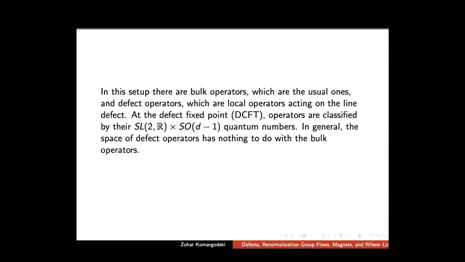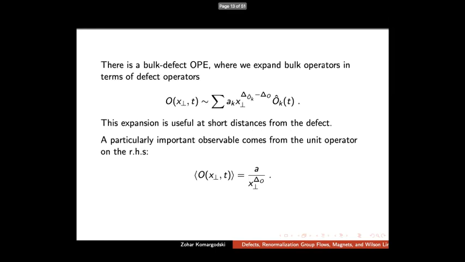And this is what I already responded to you. In this problem, there are bulk operators, but there are also defect operators. And the defect operators have their own scaling dimensions and SL2R cross SO(D-1) quantum numbers. And in general, the space of defect operators has nothing to do with bulk operators, and their scaling dimensions have nothing to do with each other. So this is the bulk defect operator.